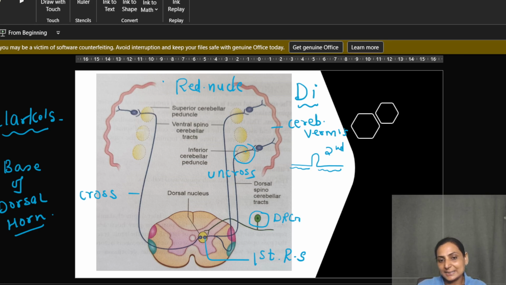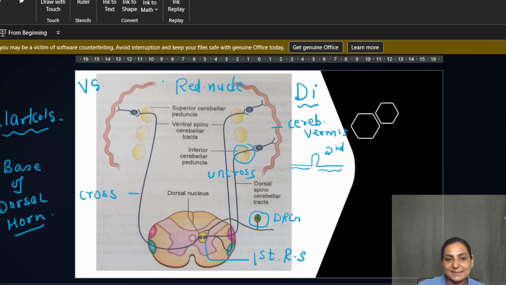So it is making its entry again into the vermis, but through the superior cerebellar peduncle. So VS, S will be superior cerebellar peduncle and V is ventral, and DI is inferior cerebellar peduncle. Again from the vermis, the third order neurons, they are going to reach more towards the anterior cerebellar cortex.